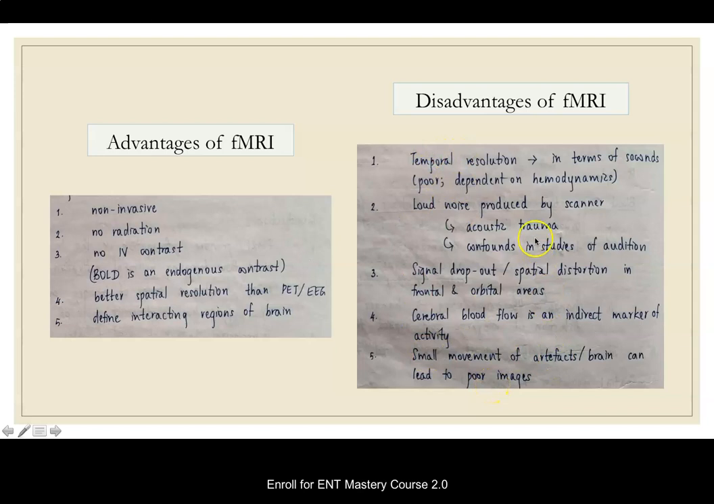So the 5 disadvantages are: temporal resolution is in terms of seconds, dependent on hemodynamics. A loud noise is produced which can confound results and also cause trauma. There is significant dropout in signal and spatial distortion in frontal and orbital areas. Cerebral blood flow is only an indirect marker of activity. Small movements of brain can lead to poor images. Whereas the advantages were it's non-invasive, no radiation, no IV contrast, better spatial resolution than PET scan, defines interacting regions of brain.